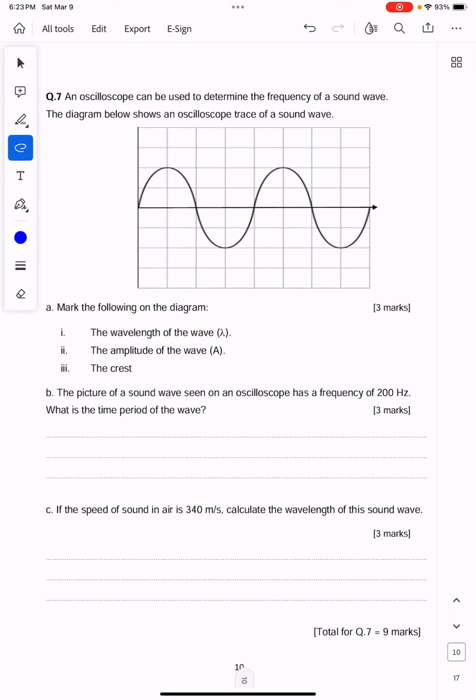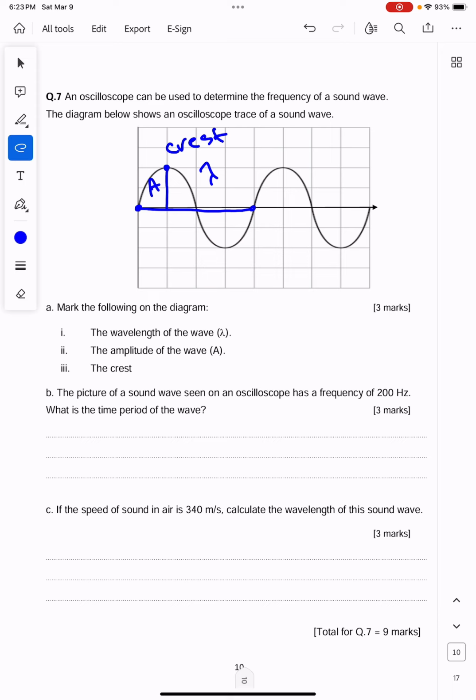Let's go with blue again. So from here to here is lambda. From here to here is A. And this is the crest. That's the answer for part A. Now let's go to part B.